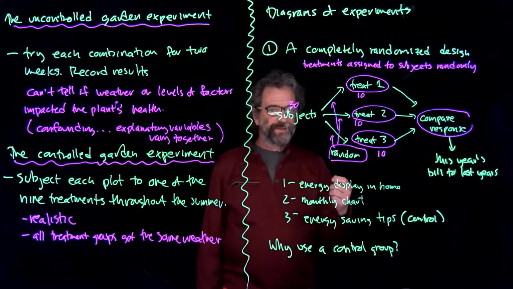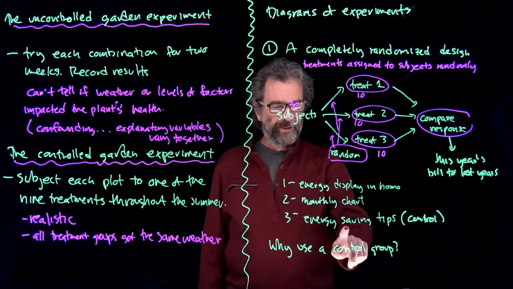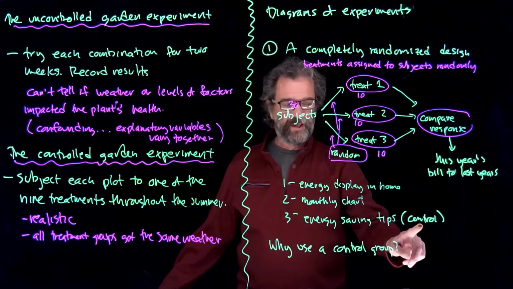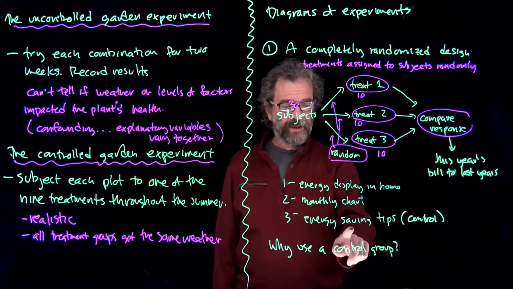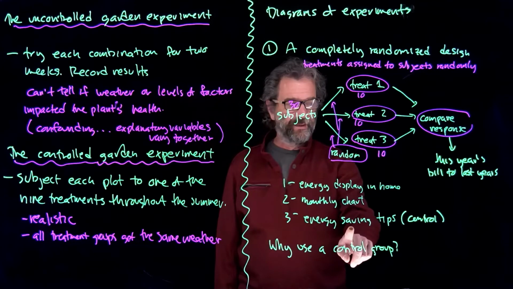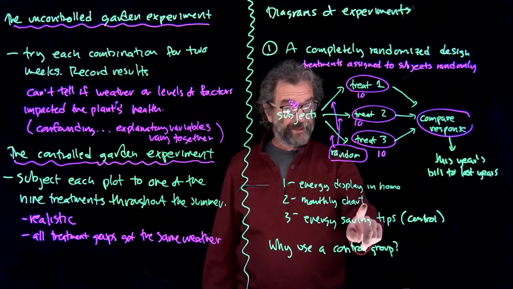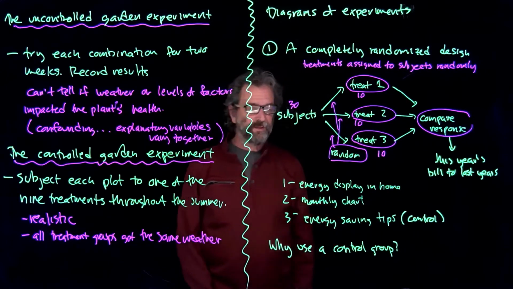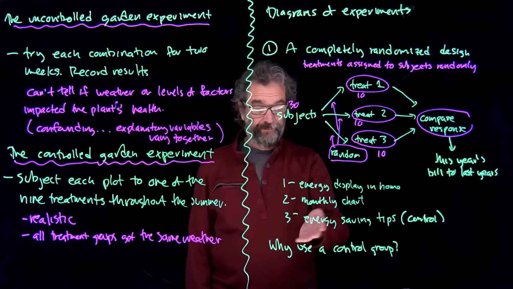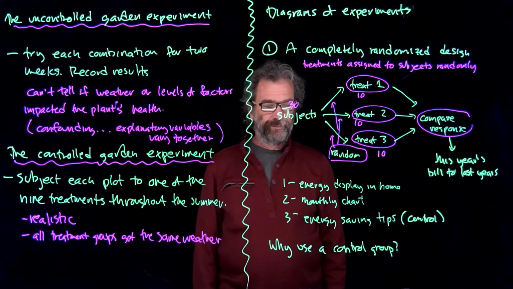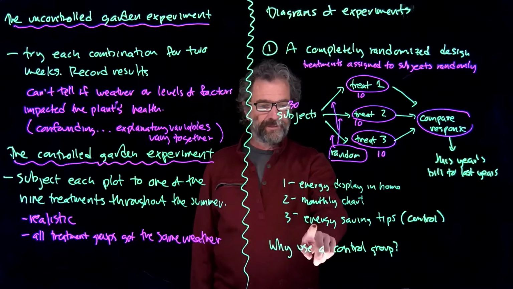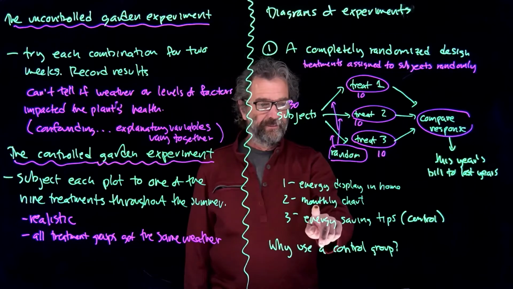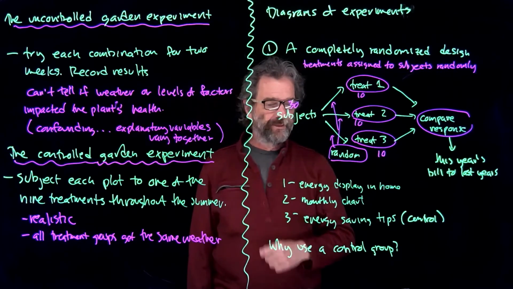So if you compare this year's bill to last year's bill over the 3 categories, you look at the people that got the control, so the ones that got the same thing they got last year. Here's your energy saving tips. And you can see how much their energy savings changed, whether it went up or down depending on the weather. And you compare that energy savings to the people that got the monthly chart and the people that got the energy display in the home. And then you'd know by comparison which of the 3 groups use the least energy. And if it's this group, then those things didn't do anything. If it's one of these, then it looks like the treatments cause people to use less energy.